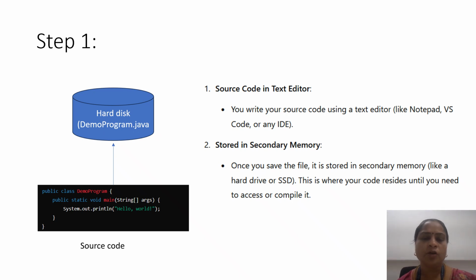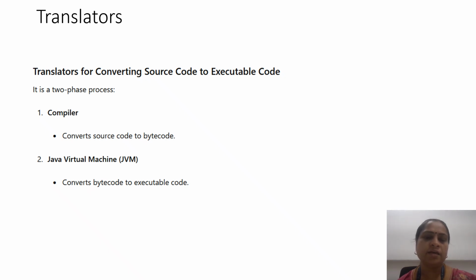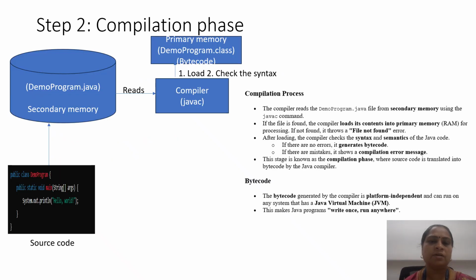And the next step, once you store your file in the secondary memory, the translator converts the source code to executable code in two phases. One is the compiler phase, another one is the Java Virtual Machine. In the compiler phase, it converts the source code to bytecode, and in the JVM phase, it converts the bytecode to executable. This is the entire flow of how the program is stored, how it is converted to bytecode, and finally how it is converted to executable.